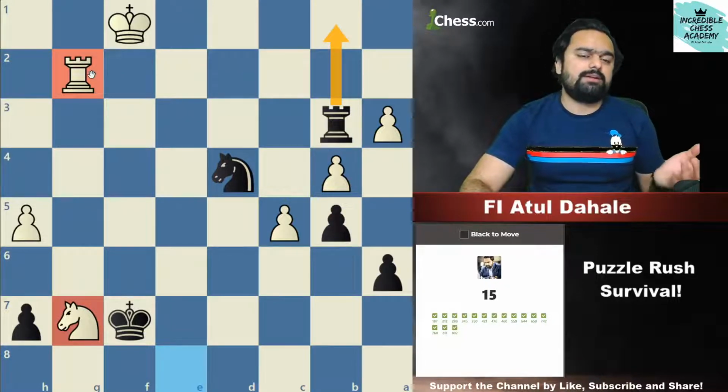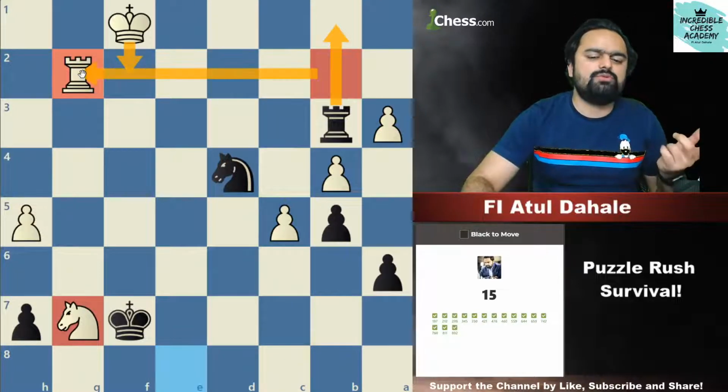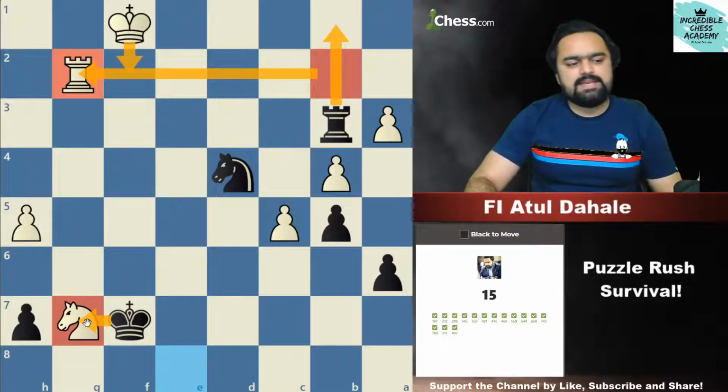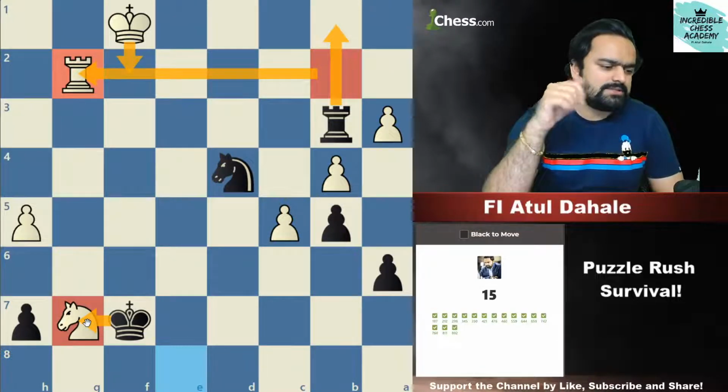So how to capture this rook? It's very easy. We just need to give the check. King will come up, then again give a check, then we just capture the rook on g2, and after that we will be capturing the knight on g7. It's very easy, isn't it? Should I go for this thing? Let me know, guys. Let me know in the chat. Should we go for this thing?